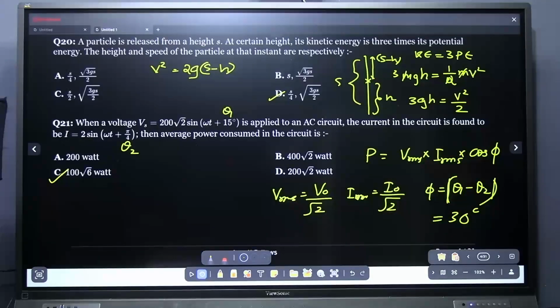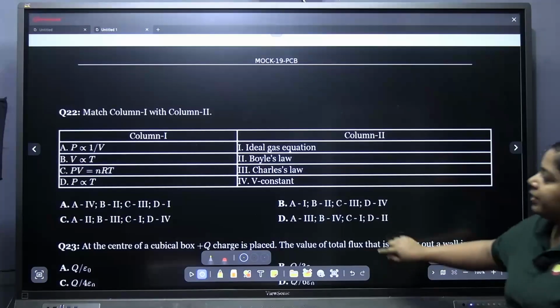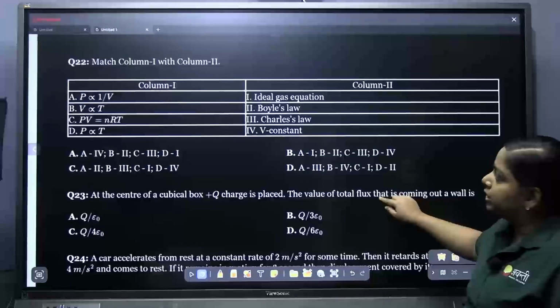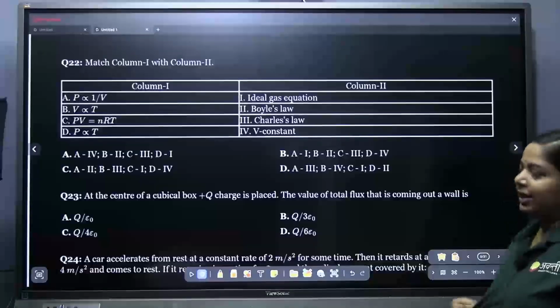Is it clear for all? Okay, moving on. Next, we have to choose an easy one to match and check.